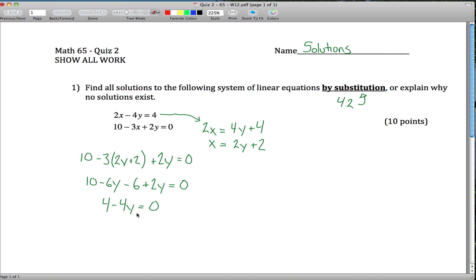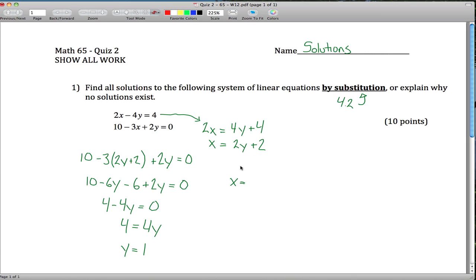So to solve this equation, maybe to avoid negative numbers, I'll add 4y to both sides. That gets me here. And then if you divide both sides by 4, you'll just get y equals 1. Once you know what y is, it's not too hard to figure out what x is. You plug 1 in for y in any of these equations. You could do it here, here, or here. I guess the easiest would be to do it right here.